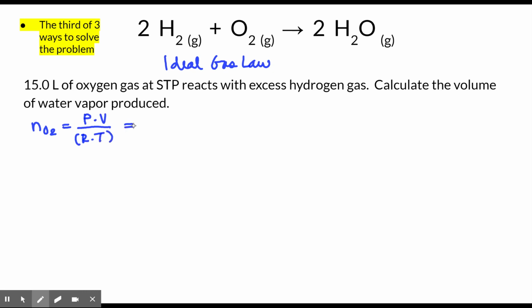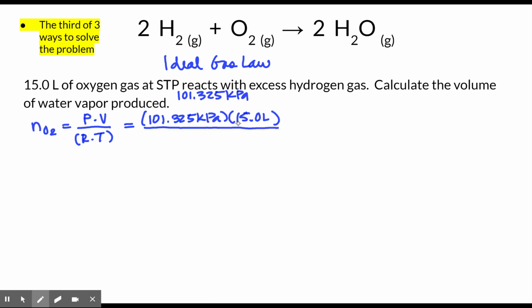The pressure at STP, actually, we're not given a pressure unit, so we could use any pressure unit you want. Let's use kilopascals. Why not? Standard pressure would be 101.325 kilopascals. So I'm going to put in 101.325 kPa. The volume is 15.0 liters.